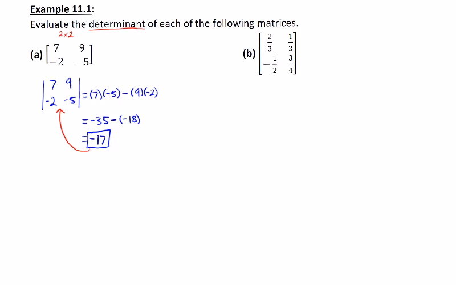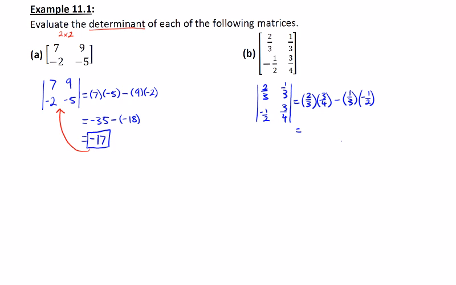Part B, we have the entries 2/3, 1/3, negative 1/2, and 3/4. And I want to take the determinant of this matrix. So again, following the pattern, the formula says we would take 2/3 times 3/4 and subtract from that 1/3 times negative 1/2. So take your time with this. Make sure that you understand the fractions and how they all come together.